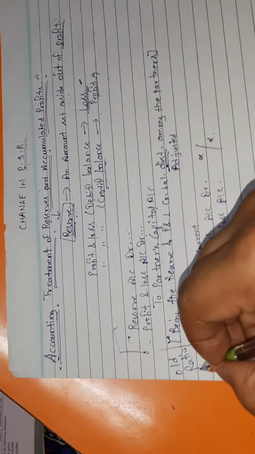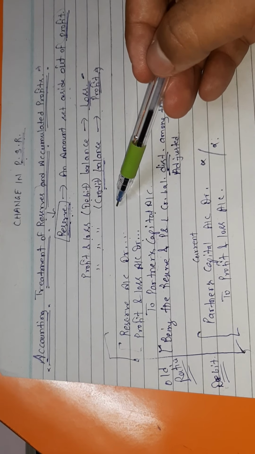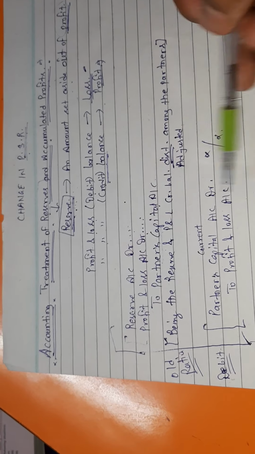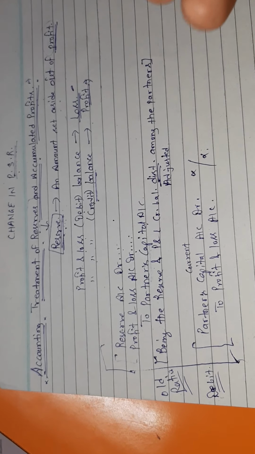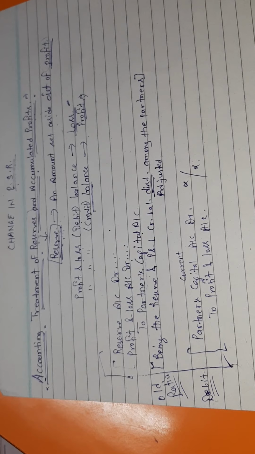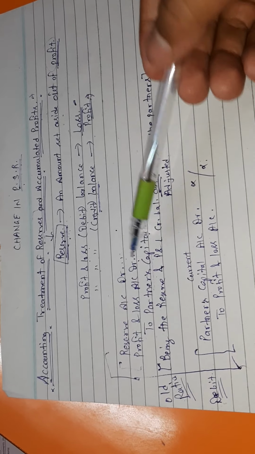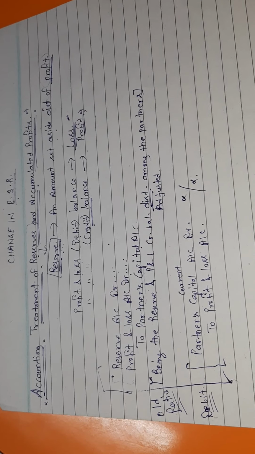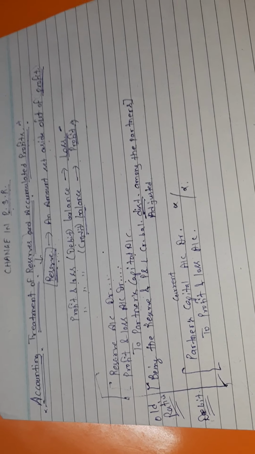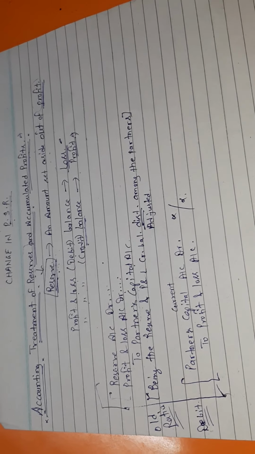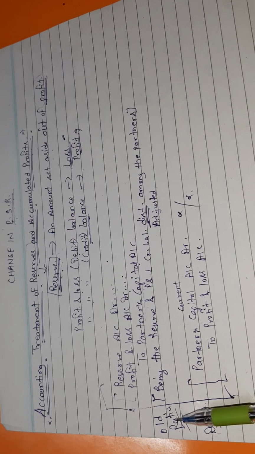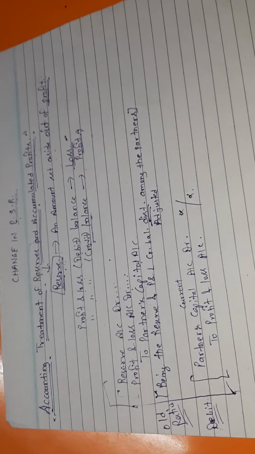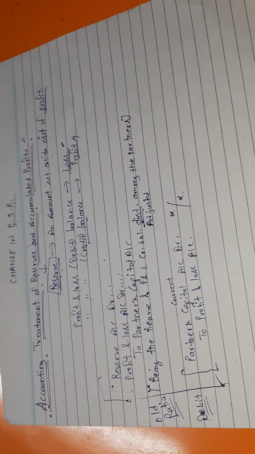Why in the old ratio? Because the reserve which the company has, the profit or loss whatever the company has, it is the result of past performance. Means this reserve or this profit is available with the firm just because of their past performance. So that's why, because of past performance, we have to distribute it in the old ratio. So moving towards the questions.